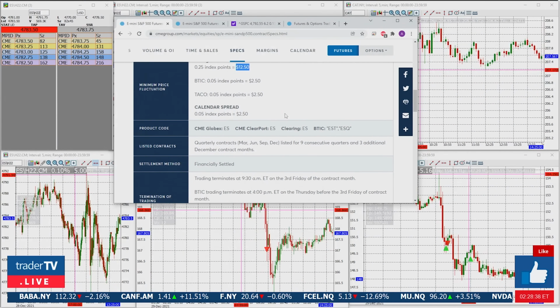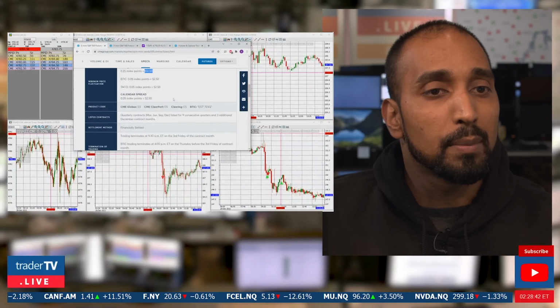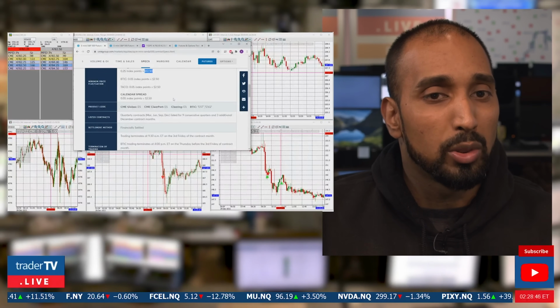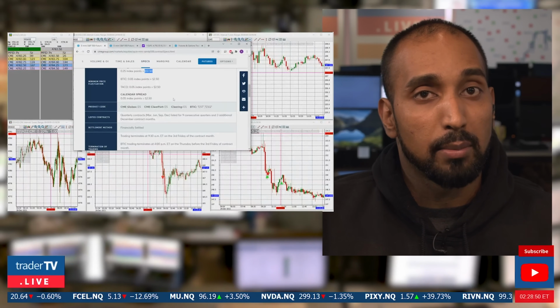So just be aware that when it comes to contracts, it's just a different way of being able to participate in the index as a whole. But if you are going down that road, you need to know the differences and how they operate. So I suggest you guys take a look at the CME Group website for more information. All right, one more as we wrap things up here real quick.